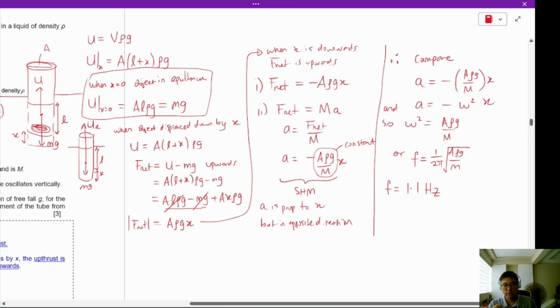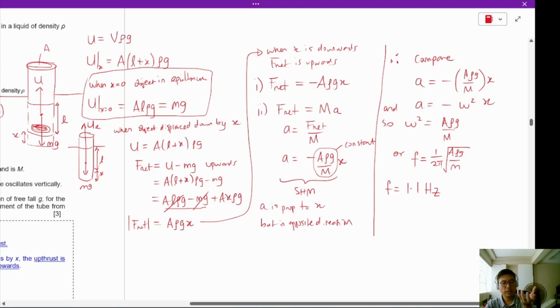Now let's go through the solution again. For an object floating in the water, there are two forces acting on it, the upthrust and the weight. The upthrust is given by the volume of the displaced water multiplied by the density of the water multiplied by 9.81. Now, the upthrust when you pull the object down by a small distance x will be A(L plus x) rho g. But when the object is in equilibrium position, then x is 0, and the upthrust will be AL rho g. And since it's in equilibrium, this upthrust equals the weight, so the object is not going to accelerate.